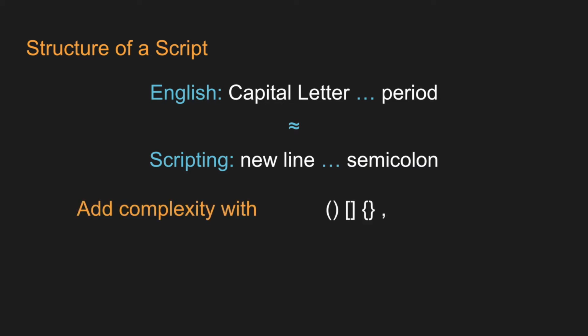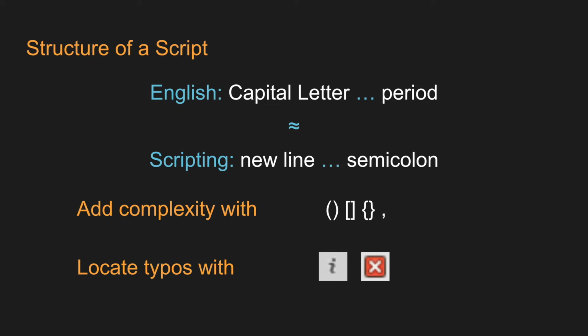As you get better and write more complex scripts, you can make these sentences longer using commas and brackets inside of them. NeuroTask has a handy feature where you'll see this I or X in the margin if you accidentally forget a semicolon or forget to close your brackets. Now let's go over some basic terms involved in scripting.